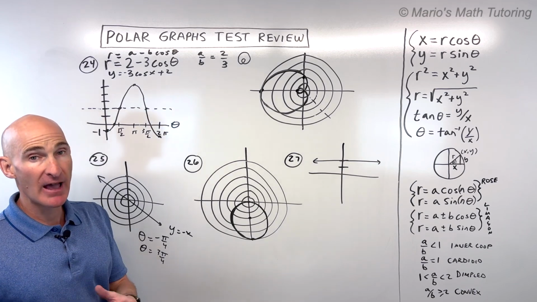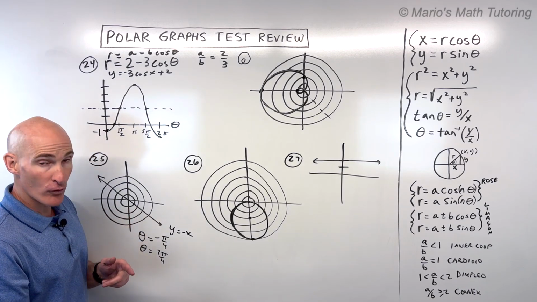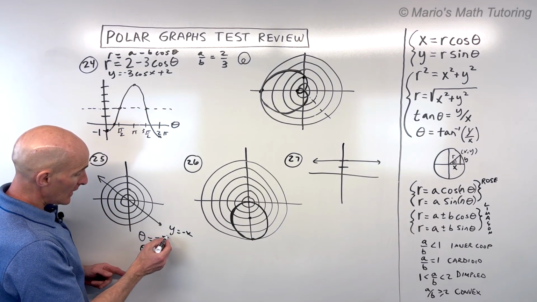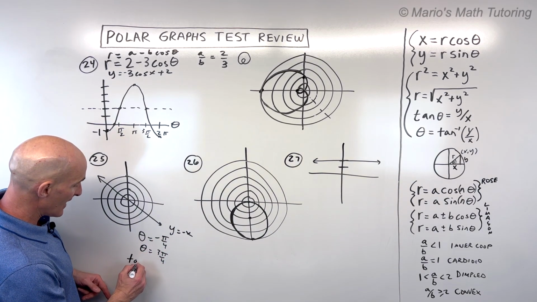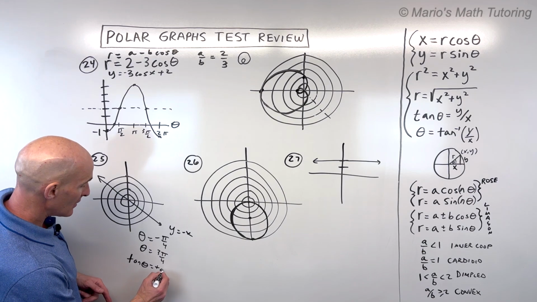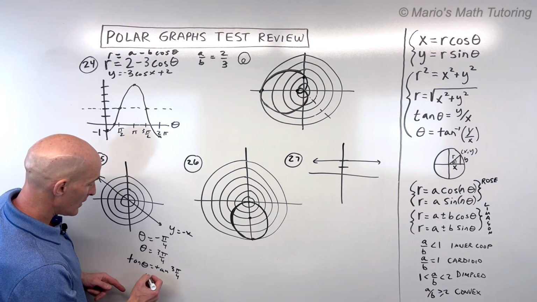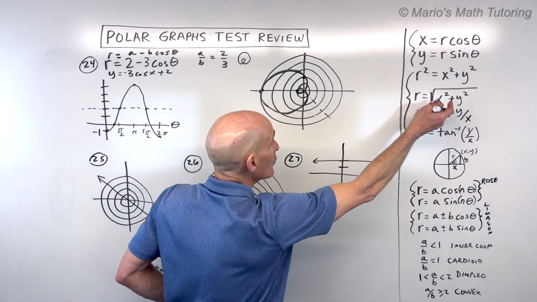Now, if you need some help, and sometimes it's easier to do it in one form than another, like I might say theta equals 3 pi over 4. Let me take the tangent of both sides. So tangent of theta equals tangent of 3 pi over 4. Tangent of theta, I know, equals y over x.